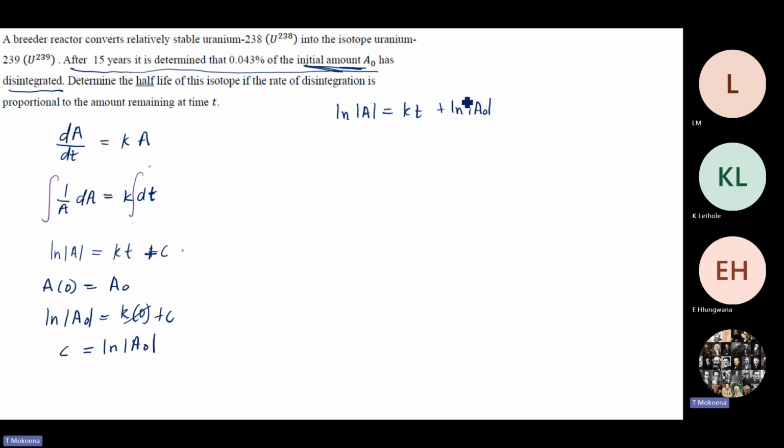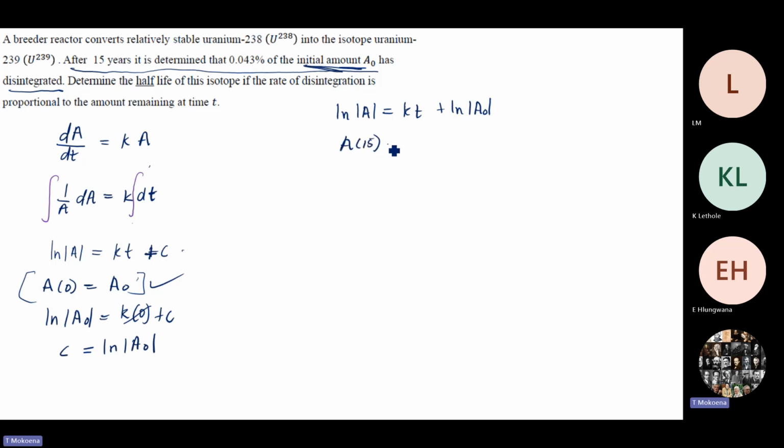This is the equation. But we're still running short of k. We need to solve for k. But the question is, how are we going to solve for k? We need another condition, right? This is the initial condition, already utilized. Let's go to the statement. They said after 15 years, for the fact that you see 15 years, here again, time is in terms of years. You understand? So number one, you can see over here we have A at 15.